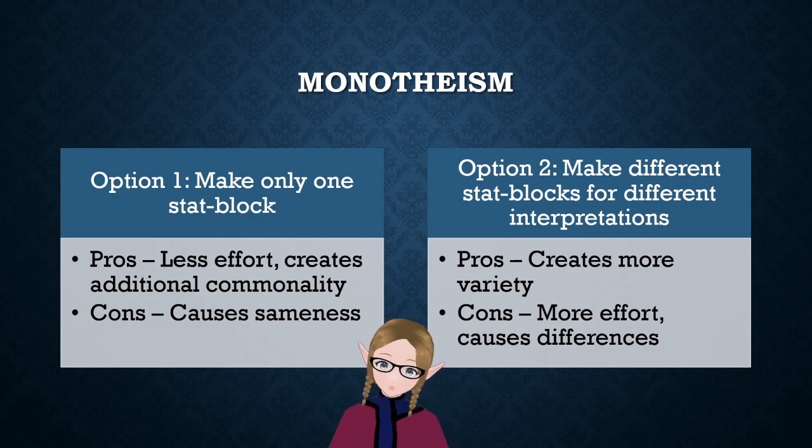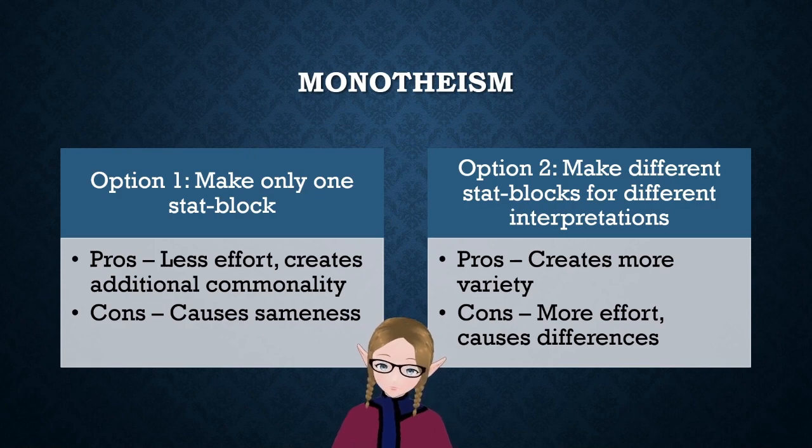Option 2 is to create different stat blocks for different interpretations of the deity. Say, for instance, you have a goddess. She has many different interpretations to her followers. One of them is protecting them. Another is causing healing. So you would just create 2 stat blocks. A big pro of this is that clerics then have more variety and more ability to choose different things.